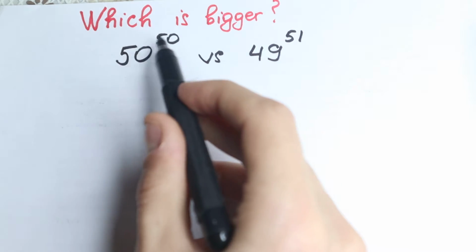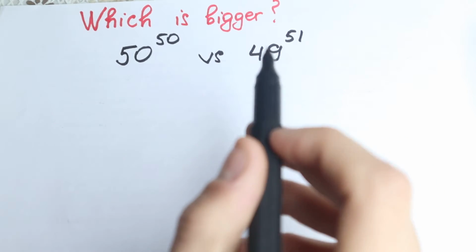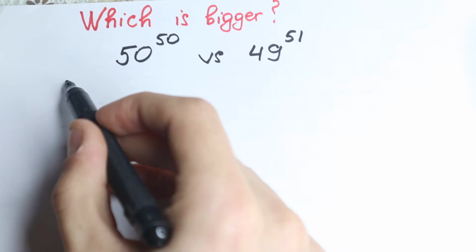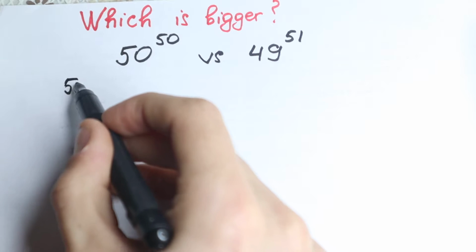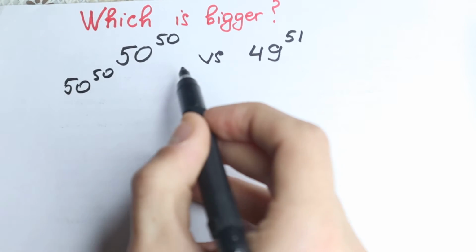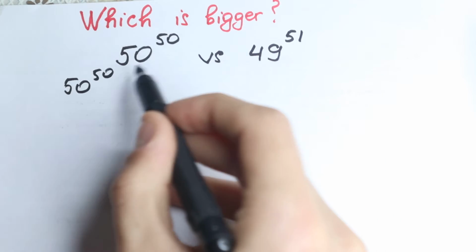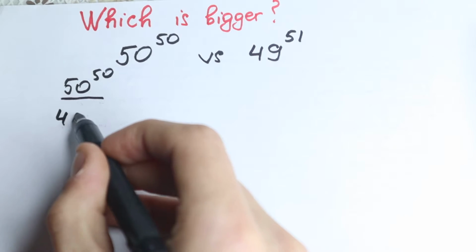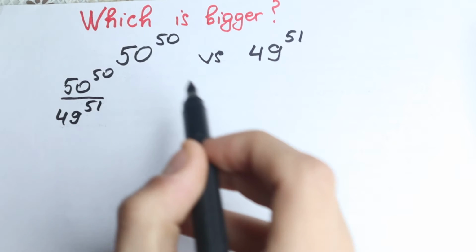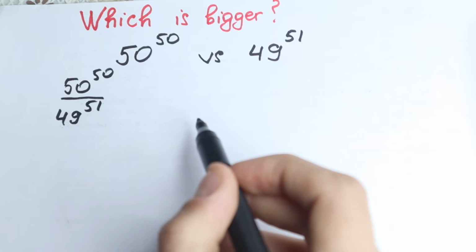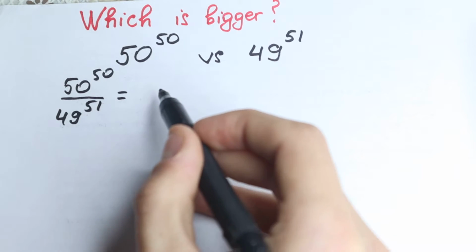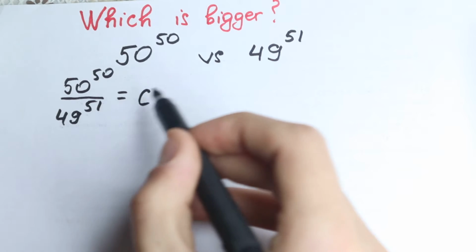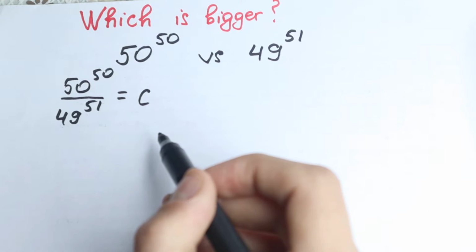First of all, we need to compare these numbers, and I want to suggest this approach. We divide the left number, 50 to the power 50, by the right value, 49 to the power 51. So let's divide both numbers, and imagine that the result will be some constant. It doesn't matter which constant, we just get some constant.